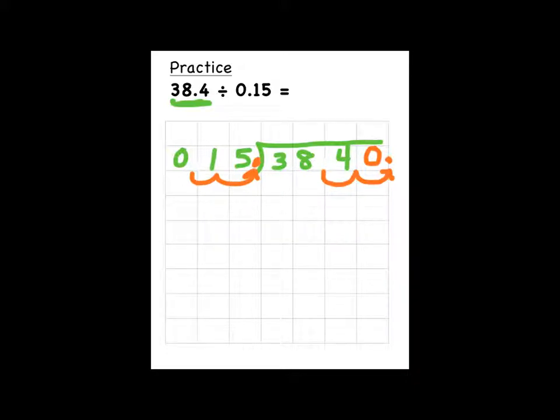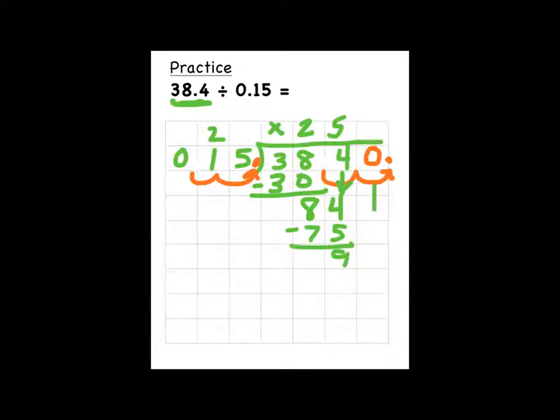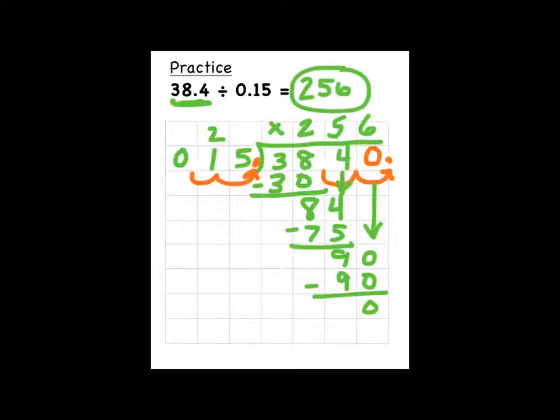Now I'm not going to divide 3 by 15, but I can divide 38 by 15. 15 goes into it 2 times. 2 times 15 is 30. Subtract, and I get 8. Bring down my 4, and now 15 goes into 84 5 times. Subtract, and I get 9, and now I bring down my 0, and 15 goes into 90 6 times with no remainder. So my answer to this problem is 256.